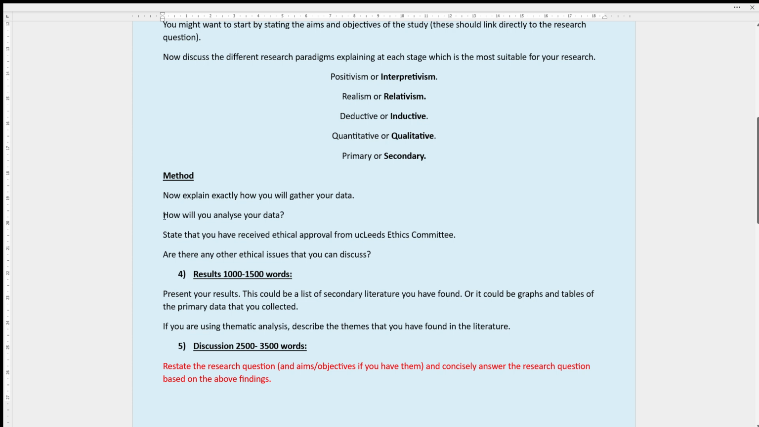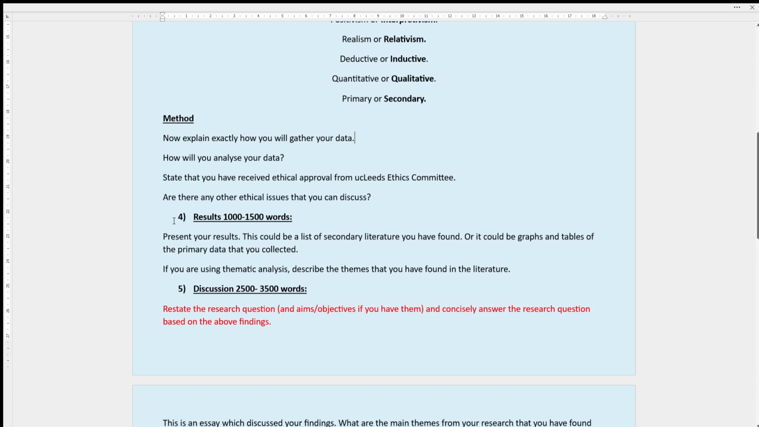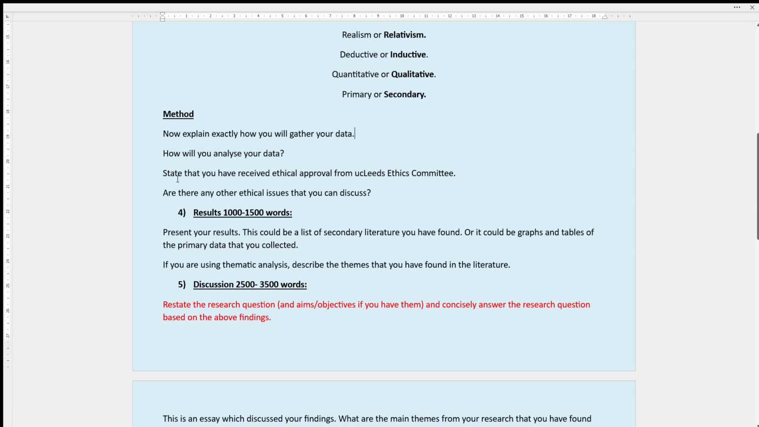Then you should be including how you're going to analyze that data. So once you've collected all of that data, what are you going to do? Are you going to do a thematic analysis? Are you going to be just presenting some of the statistics in charts and graphs? Are you going to be doing inferential tests? If you are, then you probably know what that means. If you're not, you might not know what that means.